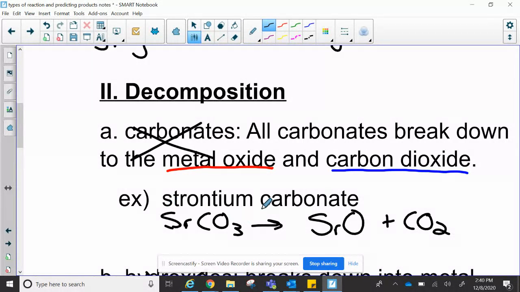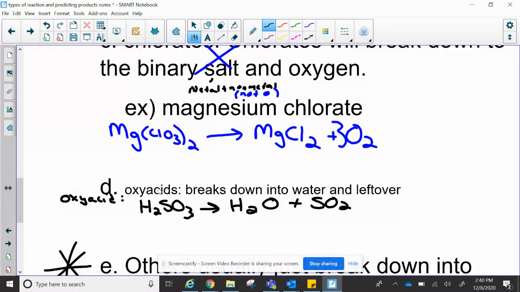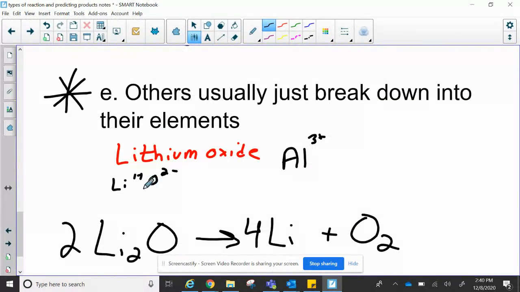So, for example, strontium carbonate, SrCO3, instead of just breaking down into strontium, Sr, plus CO3, which it can't do because CO3 is actually an ion, what it does is it breaks down into strontium oxide and carbon dioxide. So decomposition isn't always that simple, but on the quiz or test, I'm not going to give you one of these difficult ones. So what you are going to be responsible for is the ones that break down into their elements.